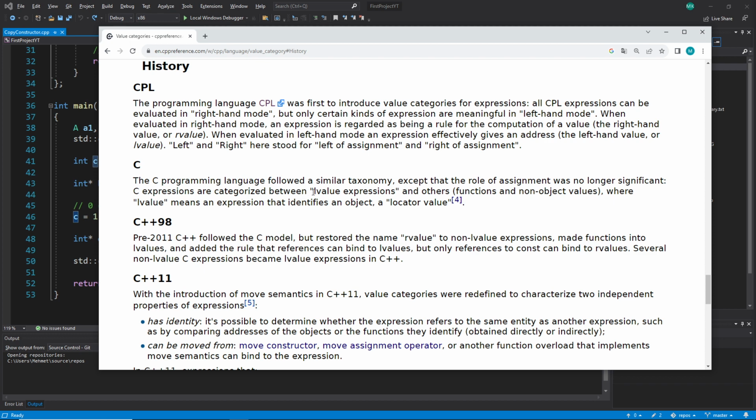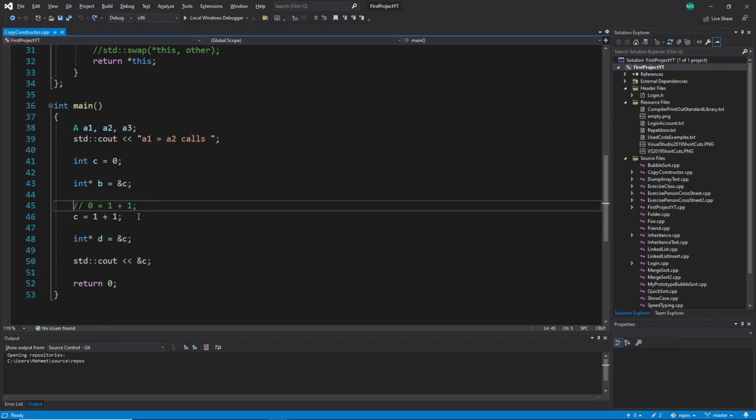C expressions are categorized between L value expressions and others. So that is the change. They say only L value expressions interest us, and all other things we just call others, like functions and non-object values. L value means an expression that identifies an object, a locator value. It's very important, the word identify here, because this becomes a property later, but we will talk about this later. Right now what they mean is we have an L value, and with this L value we have to identify an object.